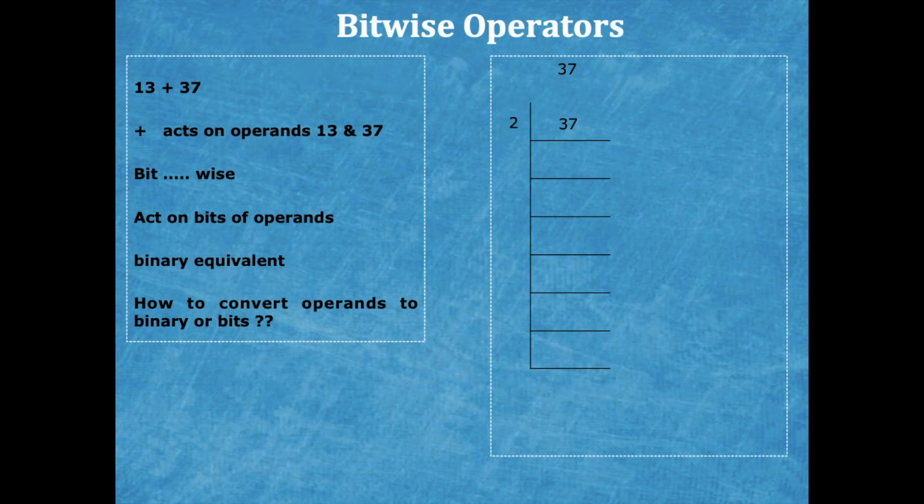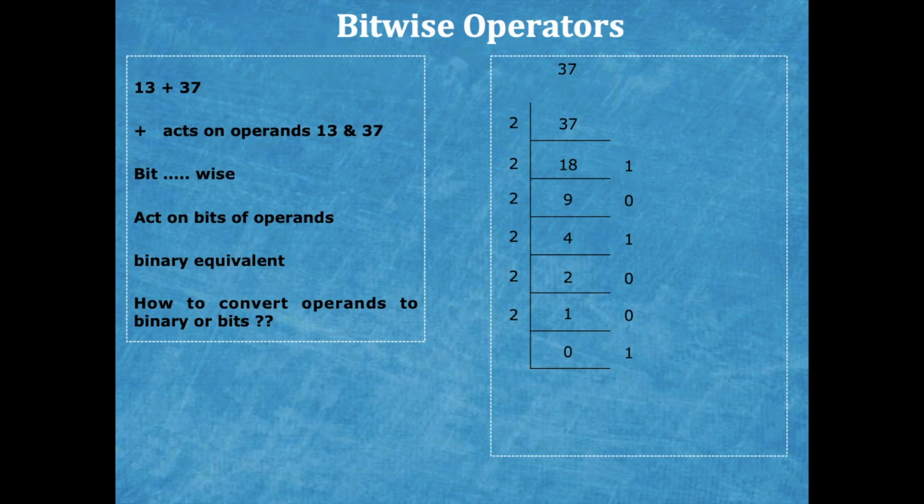So let's see. 2 into 18 is 36, remainder 1. 2 nines are 18, remainder 0. 2 fours are 8, remainder 1. 2 twos are 4, remainder 0. 2 ones are 2, remainder 0. 2 zeros are 0, remainder 1.